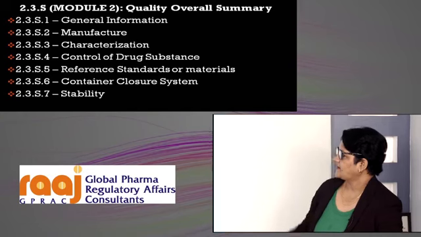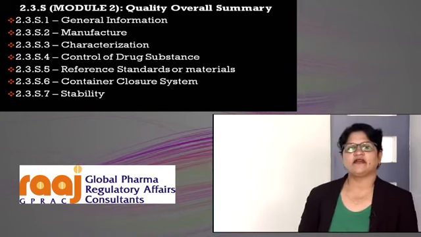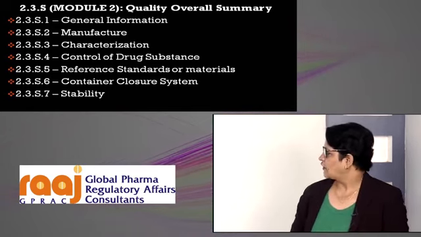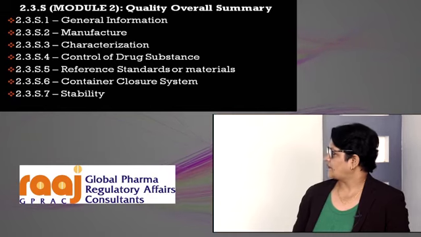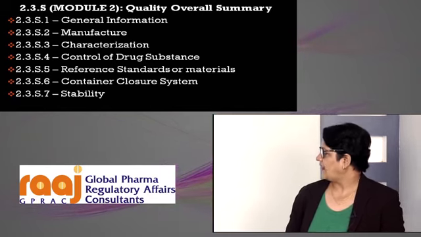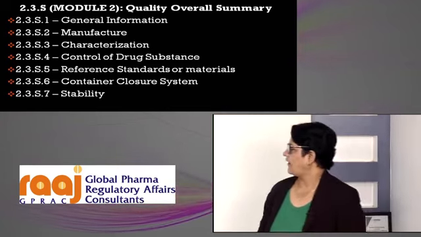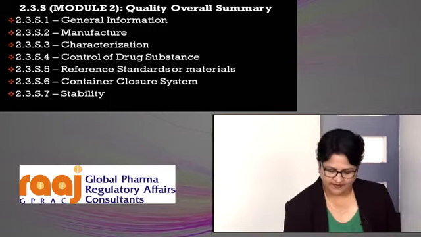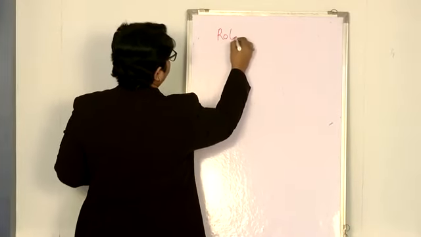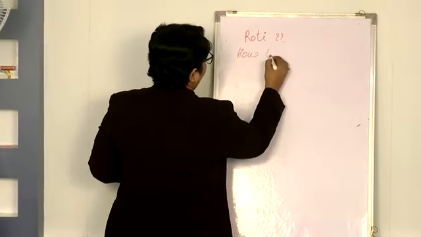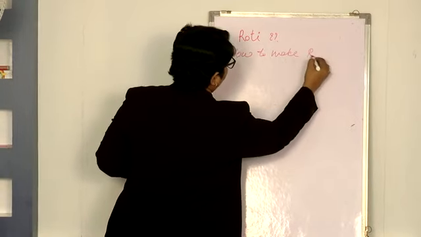So as I said, CMC is divided into drug substance and drug product. Under drug substance, it is again divided into S1, S2, S3, S4, S5, S6, S7. Before I discuss all these parts in detail, I will give one example of roti, how to make a roti.